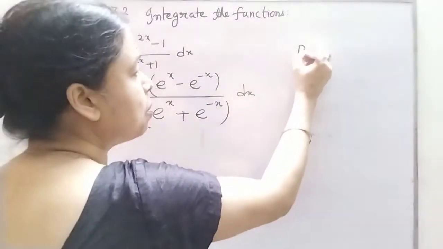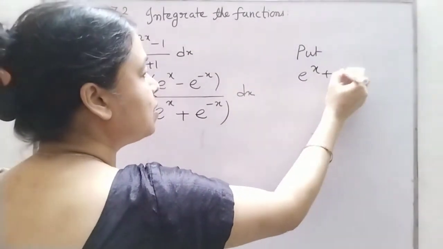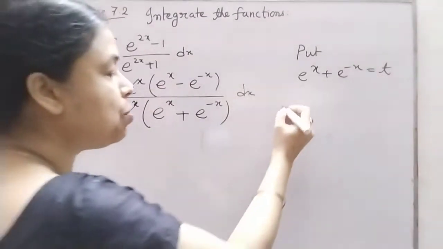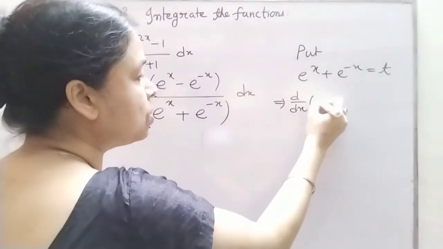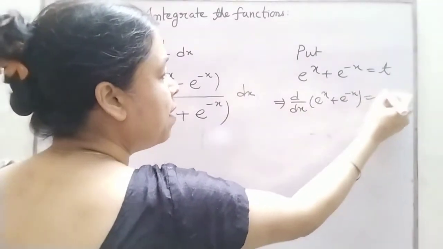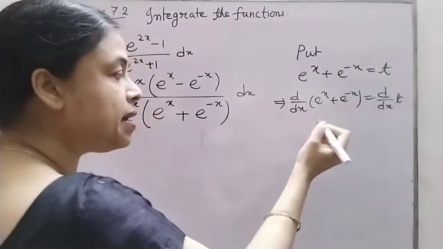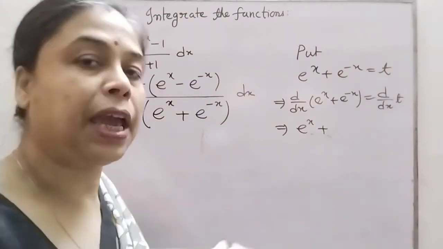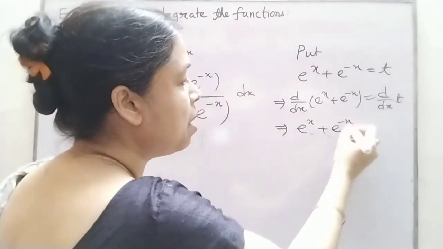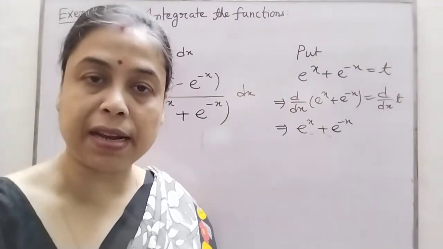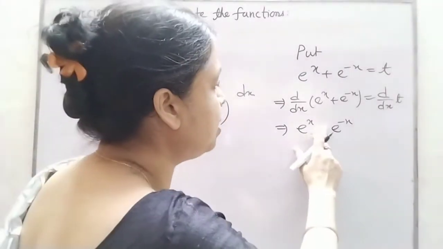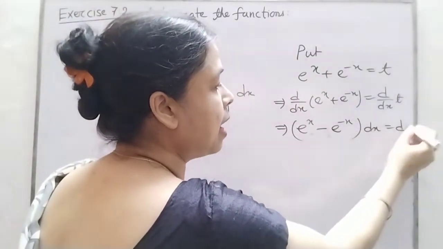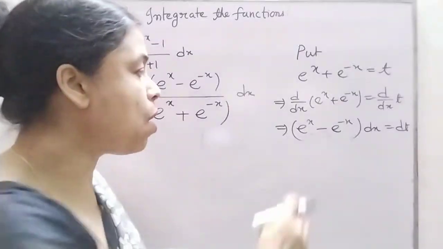So I have substituted e to the power x plus e to the power minus x equal to another variable t. Now if I take the derivative, d/dx of e to the power x plus e to the power minus x, the right-hand side becomes d/dx of t. The derivative of e to the power x is e to the power x, plus d/dx of e to the power minus x. That is e to the power minus x, but as there is a minus, take the derivative of minus x, which is minus 1. So I can change this positive to negative. Then I bring this dx to the left side to adjust it, and on the right side we have dt. Now we can substitute this portion.